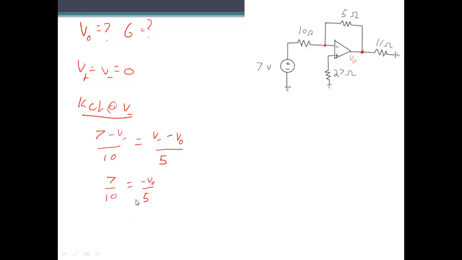So doing that, we can just solve for V out now. V out comes out to be minus 3.5. Alright, so now, solving for the gain factor. The gain factor is the output voltage over the voltage of the source, which is just minus 3.5 over 7, which is just minus 1/2. This quantity is dimensionless, but over here we have to remember our units on V out, which is just volts.